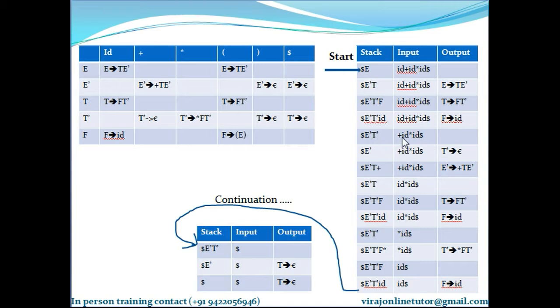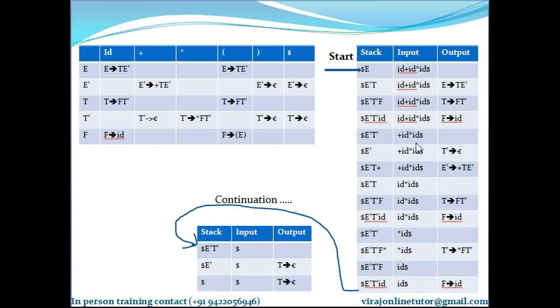Now compute T dash on plus. What is T dash on plus? Epsilon. So in place of T dash you write epsilon. It is as good as removing T dash from the stack. Since I used this production, just write it. Whenever you use any production or a particular combination, please write that production in the output column.